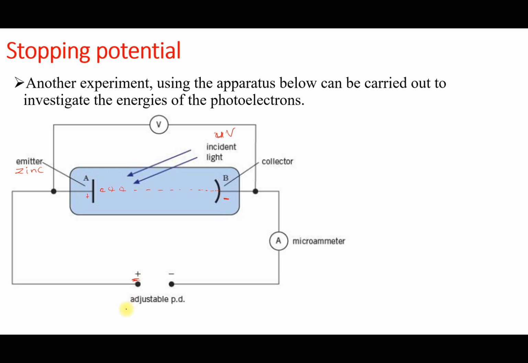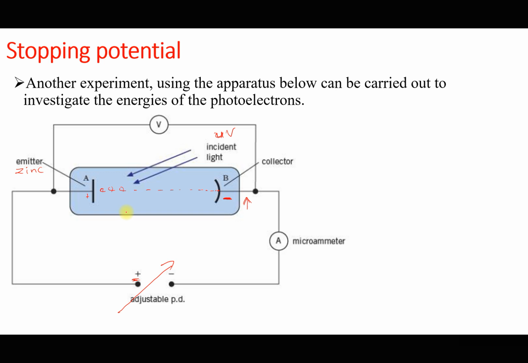Now, if this is an adjustable PD supply, a variable power supply, the electrons with high enough energy are going to overcome the repulsion from the negative potential on this side and will reach this point and the current flows. And of course, we know that current flows from positive to negative. And if we adjust the potential difference and make B even more negative, it means the repulsive force between the negative potential on B and the electrons is going to be increased.